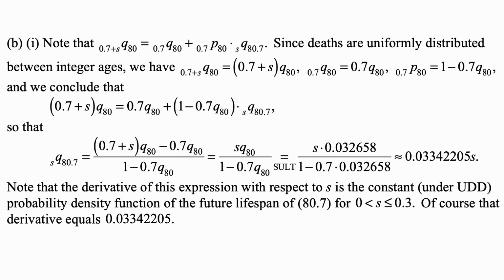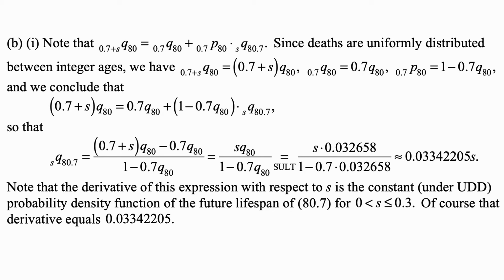And then, of course, 0.7 Q80 minus 0.7 Q80 is 0, so in the numerator we only have S Q80 and the bottom is 1 minus 0.7 Q80. And Q80 can be looked up in the table, and it's 0.032658, so we plug it in and do the calculation, and this comes out to be approximately 0.033422205 S, and that's what we were asked to find.